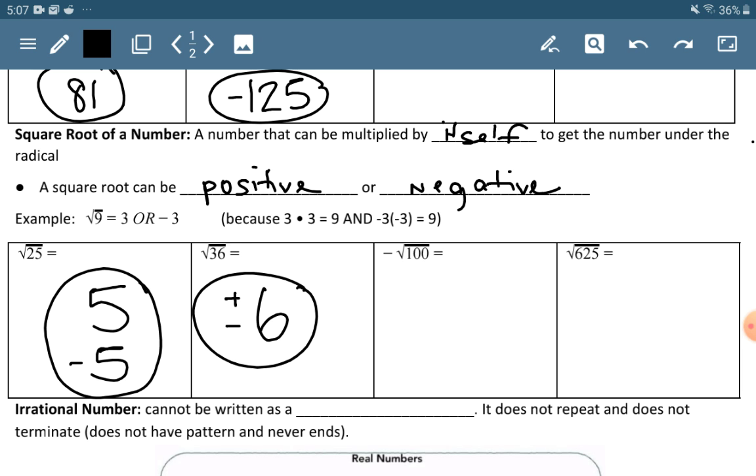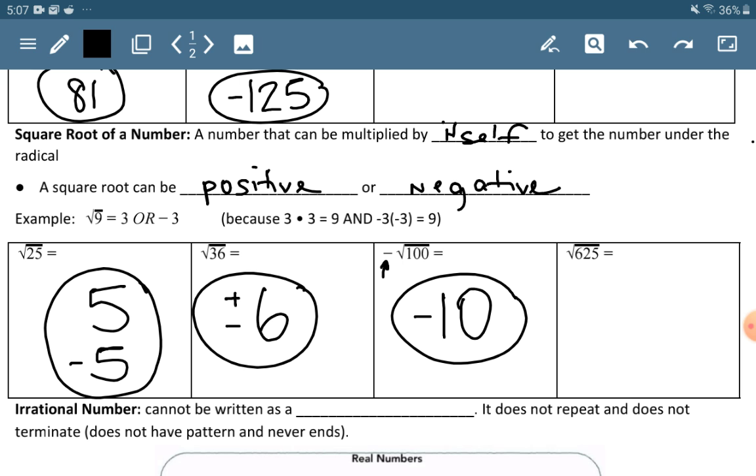This is the negative square root of 100. Well, I'm trying to think of what number multiplied by itself gives me 100, and I know that 10 times 10 gives me 100. But instead of it being positive or negative, that symbol out front tells me it needs to be a negative 10.